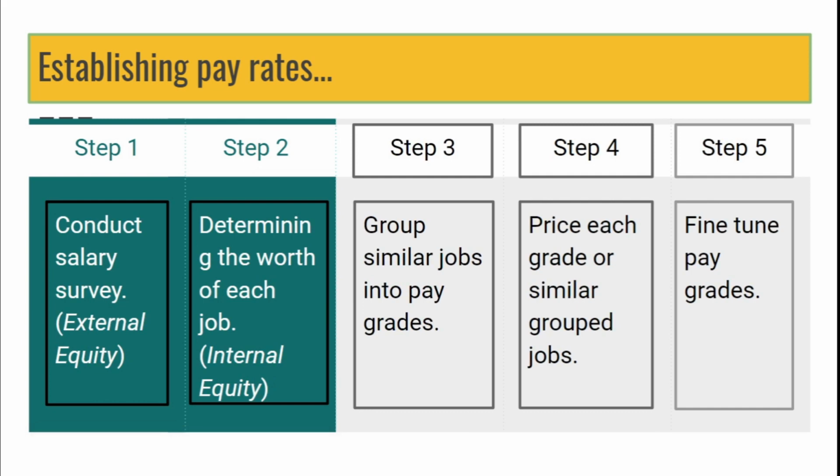Then in the third step, we group similar jobs into pay grades. Then we price each job or grade. And finally, we need to fine tune the grades. Alright, let's understand these steps in detail.